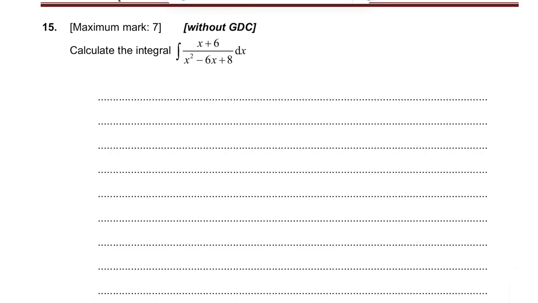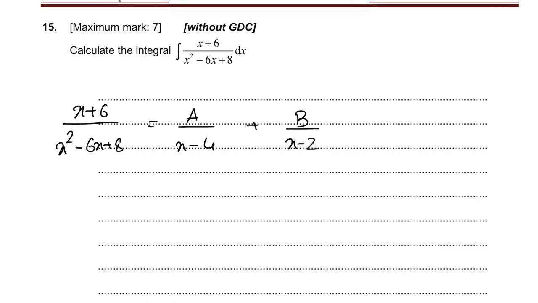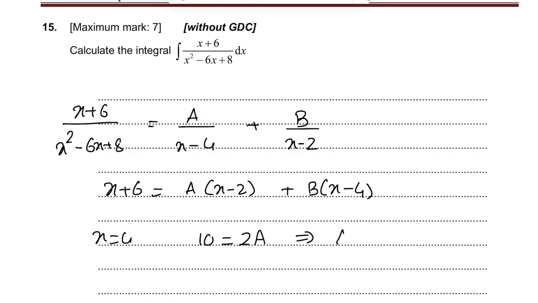Now the next one, question number 15, we have to do the partial fractions for this. So x plus 6 upon, because we can factorize the denominator. Once I factorize the denominator, I will do the partial fractions, B upon x minus 2. So x plus 6 equals A times (x minus 2) plus B times (x minus 4). So x equals 4. So 10 equals 2A, which implies A equals 5. X equals 2, 8 equals negative 2B. It implies B equals negative 4.